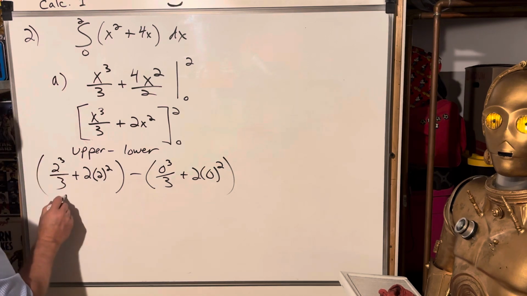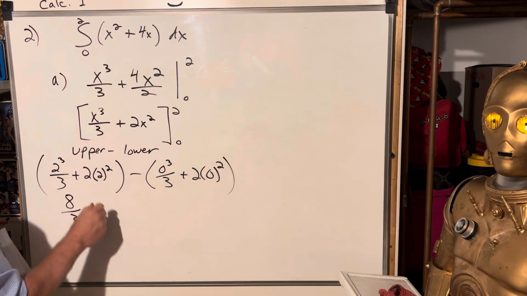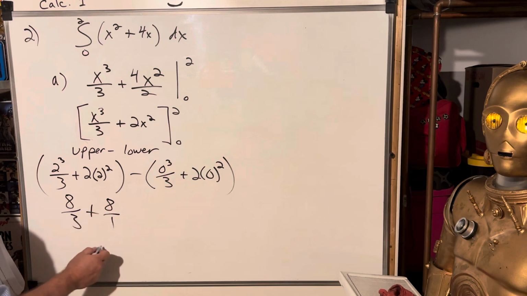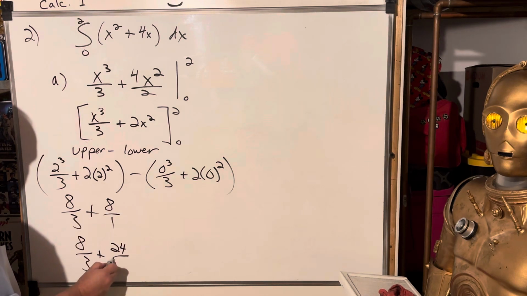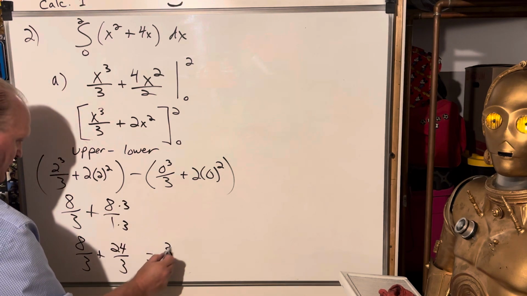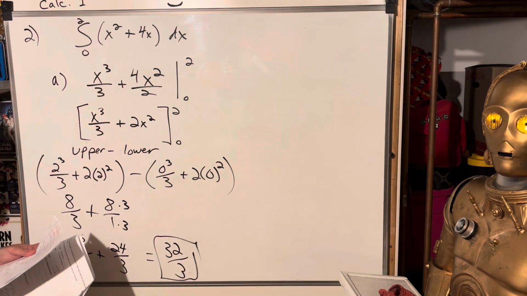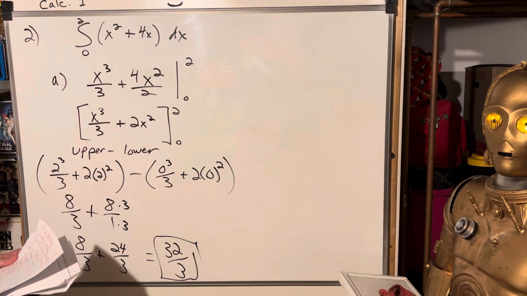All right, so what do we have? 8/3 plus 2 times 2 is 4 times 2 is 8 over 1. And so 24/3, so 8/3 plus 24 thirds, right? Because common denominator. So we're looking at 32 thirds as the area under the curve.